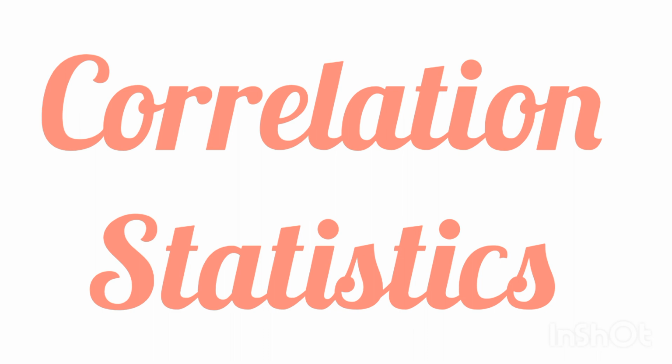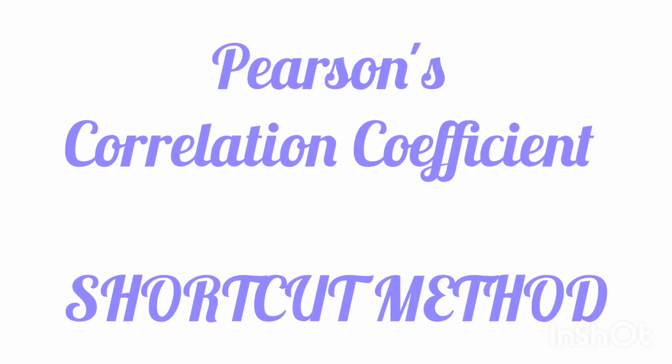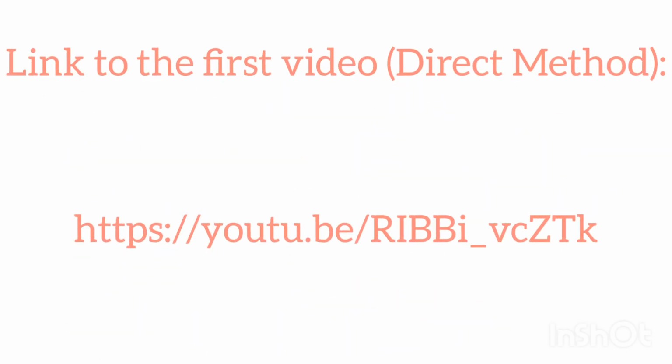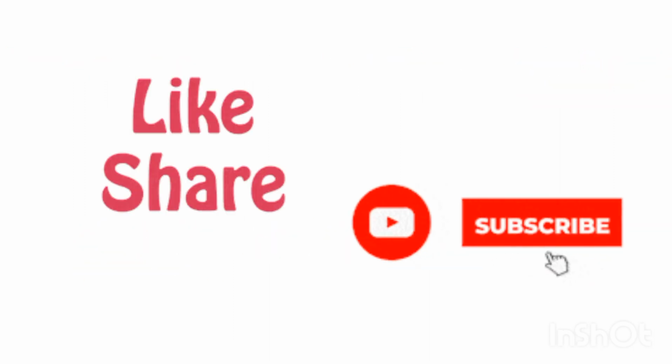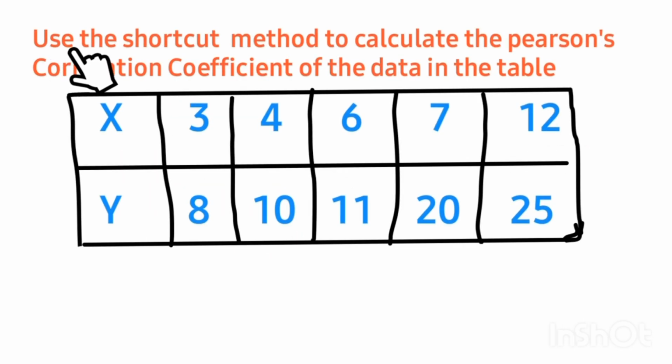In this video, we'll be looking at Pearson's correlation coefficient, the shortcut method. The first video on Pearson's correlation coefficient treated the direct method. Please check the description section of this video on our YouTube channel to get the link to the first video. Let's jump into the following problem we have on the board. The problem says, use the shortcut method to calculate the Pearson's correlation coefficient of the data in the table.